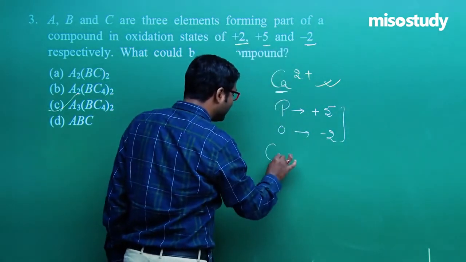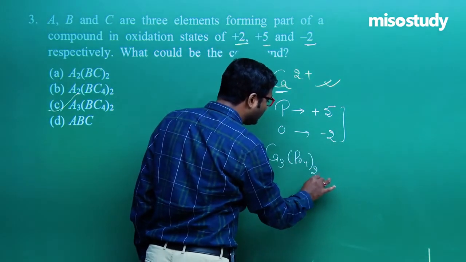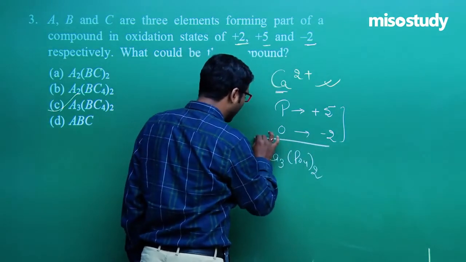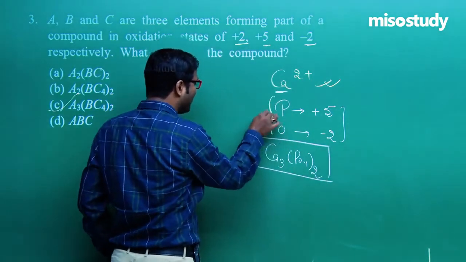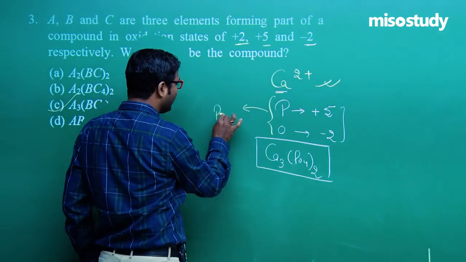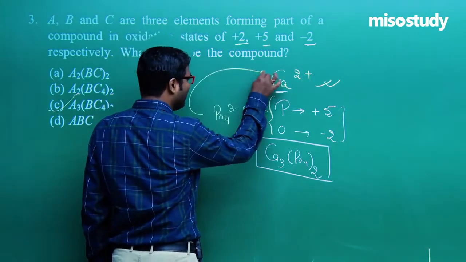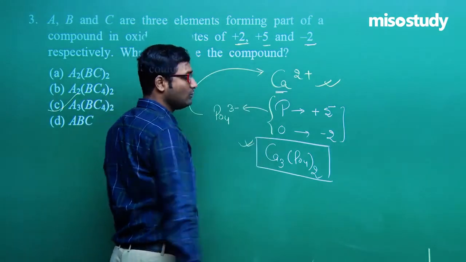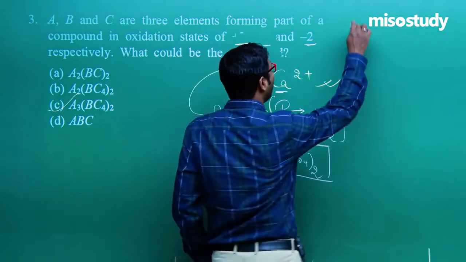If I write Ca3(PO4)2, check out, this is just an assumption. As we know, when these combine, they form the phosphate ion PO4 3-. When this will combine with this one, they form the formula. This is just an assumption method. You have to assume and you can solve.